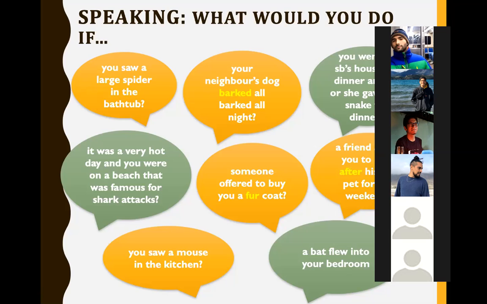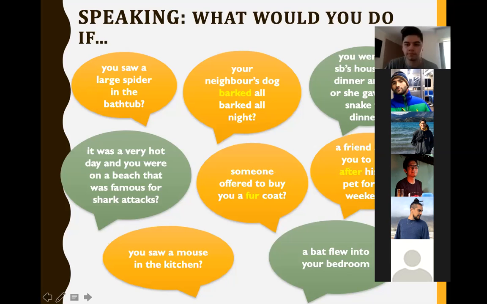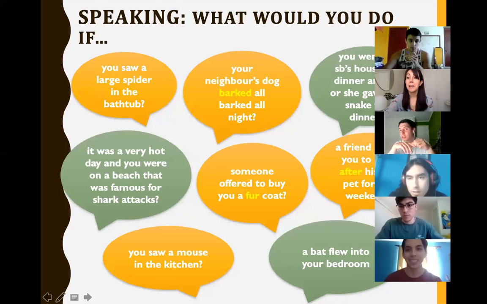Someone offered to buy you a fur coat. Okay, so remember that the question, Felipe, starts with, what would you do if? What would you do if someone offered to buy you a fur coat? And who do you want to answer this question? Fabian Ramirez. Fabian, all right.